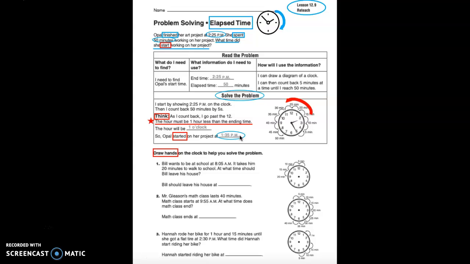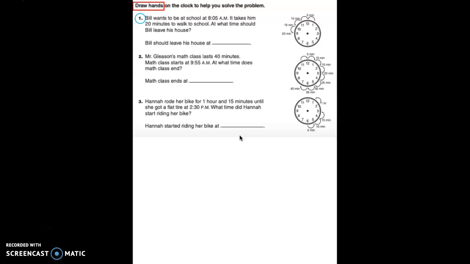Let's try some together. Draw hands on the clock to help you solve the problem. Number 1. Bill wants to be at school at 8:05 a.m. It takes him 20 minutes to walk to school. At what time should he leave his house? So, I started on my clock at 8:05 a.m. So, our hour hand is pointing toward 8 and the minute hand toward 5. 5 minutes after.